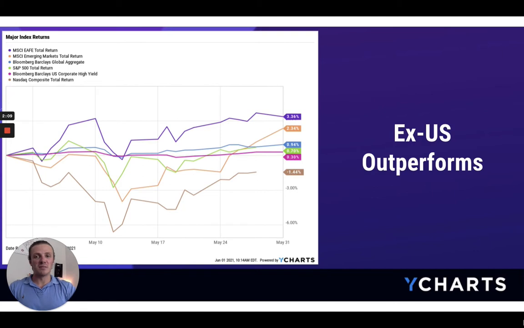Market performers this month, the ex-US were the big outperformers. Emerging markets posted a 2.3% rise, while developed markets were up 3.4%. Here at home, the S&P 500 tacked on a modest 0.7%, while the NASDAQ shed almost 1.5%.